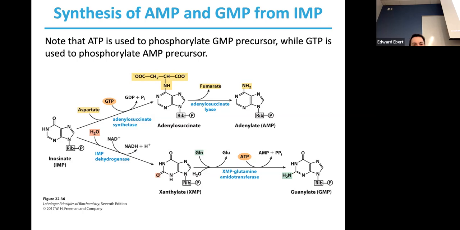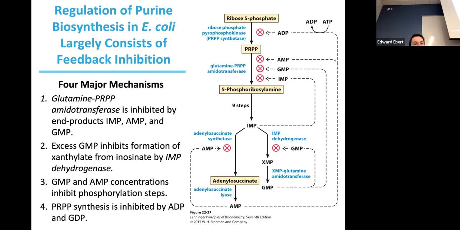How do we regulate this? There are 4 major mechanisms of regulation and lots of minor ones in here. So our glutamine PRPP aminotransferase is inhibited by the end products. So not only our AMP and our GMP, but even our IMP can feed back and inhibit that early step in there. You can also have excess GMP, which will inhibit the formation of xanthylate. So for the particular branch there, if we have lots of GMP, it'll feed back and then shunt this over to the AMP pathway.